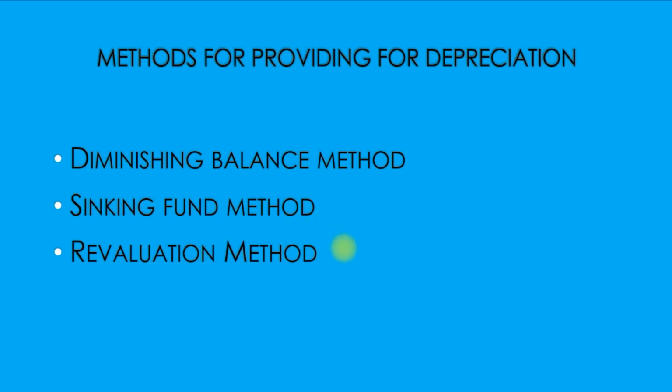The last one is the revaluation method. What it means is that the asset is evaluated towards the end of an accounting period. The difference in value at the beginning of the year and at the end of the year forms the depreciation amount for that asset. So this completes methods for providing for depreciation.